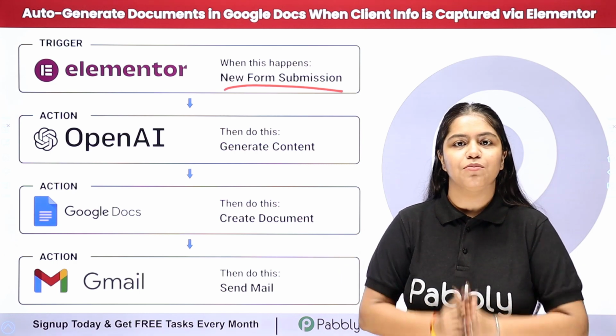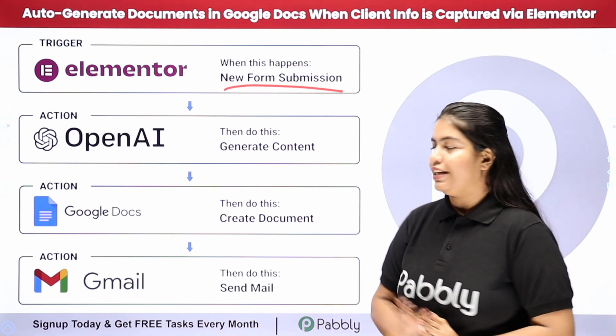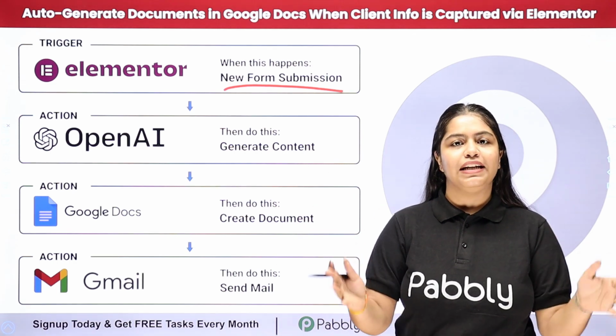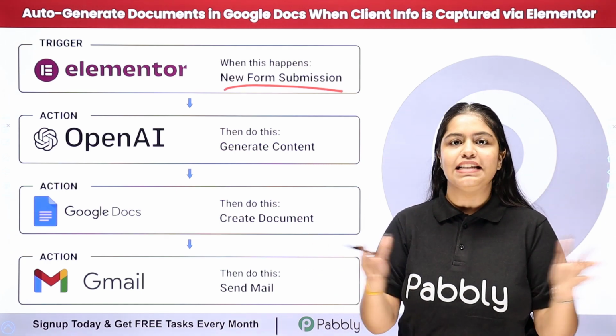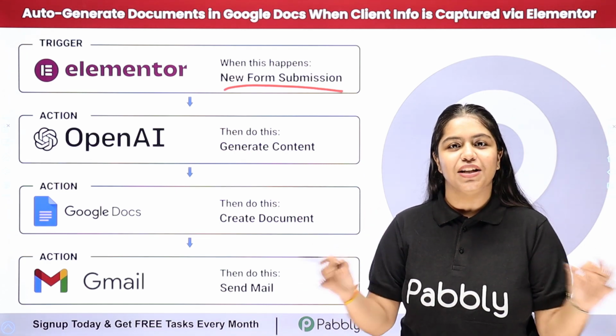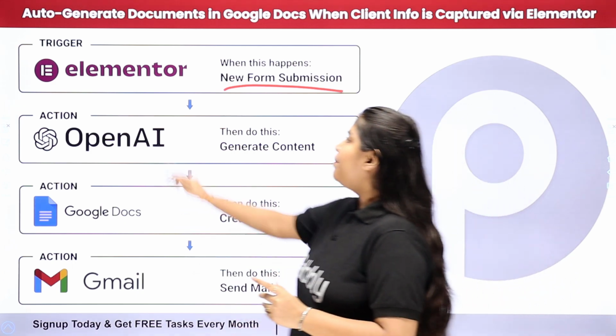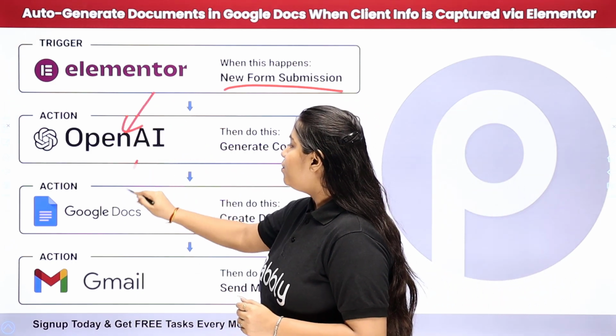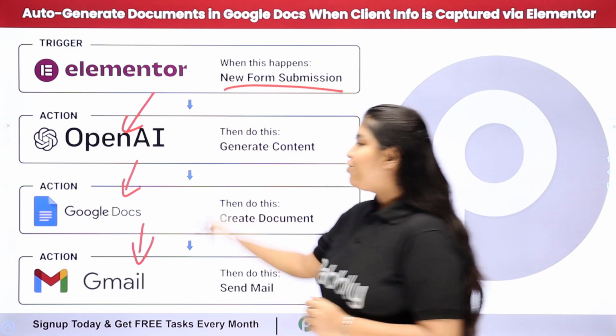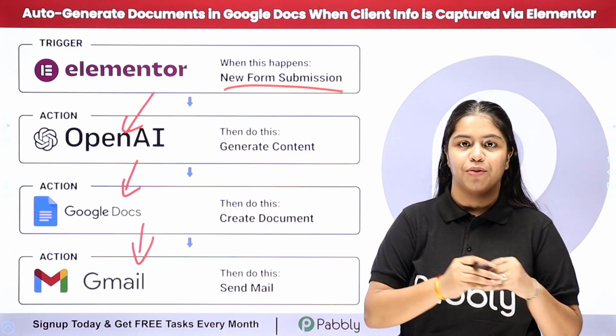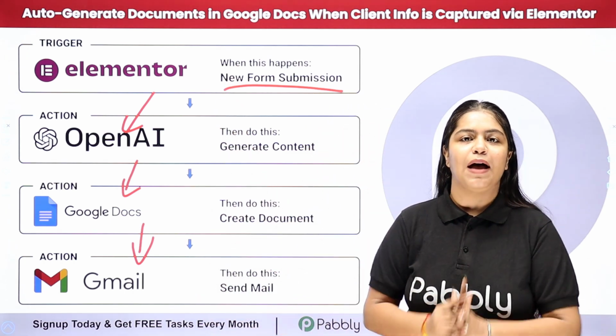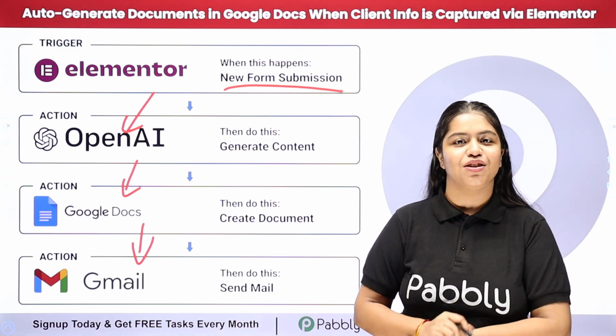And once OpenAI gives me the proposal, I'm just going to add that into a Google Doc and I'm just going to mail it towards my client so that they can see it and reply back. So to do this, we are simply going to create a connection between Elementor, OpenAI, Google Docs and Gmail. And to create this connection without knowing any programming or coding language, we are going to use Pabbly Connect. It is an amazing automation software.